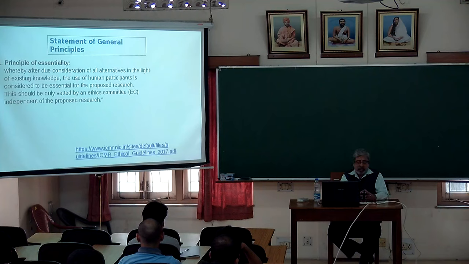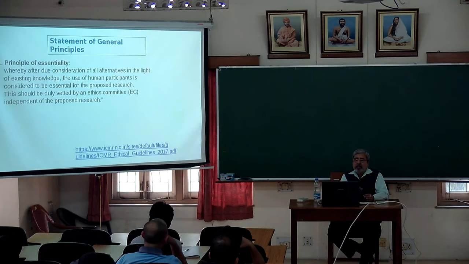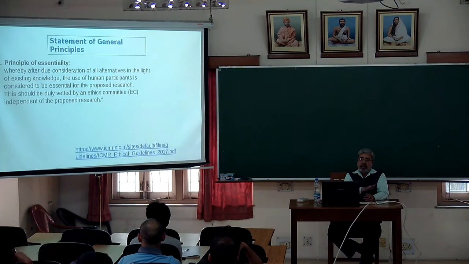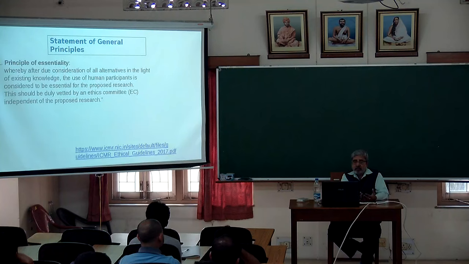Then that consideration should be in the light of the existing knowledge, because what is coming forward afterwards, nobody knows. So under the existing knowledge condition, whether it becomes essential or not is to be established. And use of human participants is considered essential for the purpose of research, otherwise it should be done on animals. If it is not essential for a human trial, then it should be done on animals or other systems, or sometimes simulation.